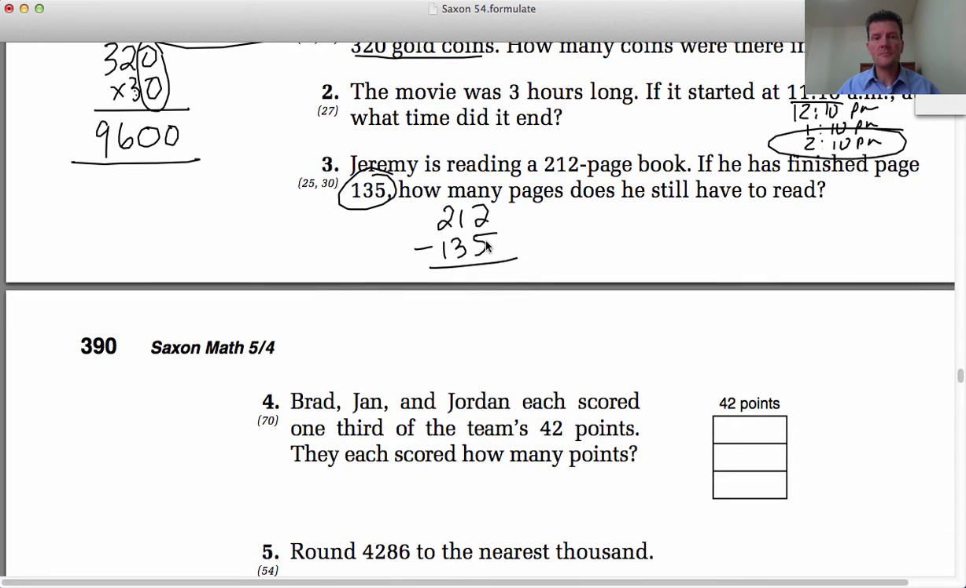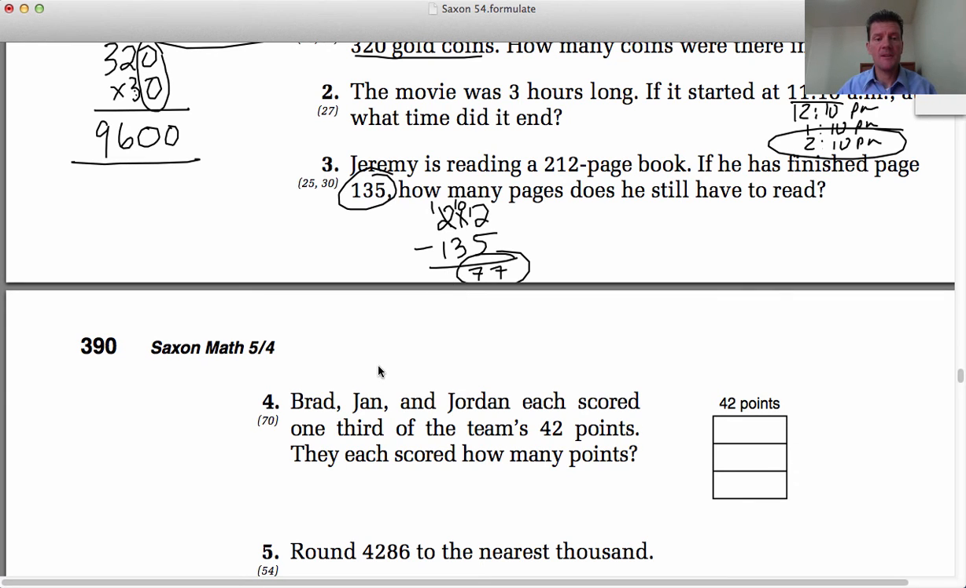Okay? So to do this, 212 minus 135, 2 minus 5 can't do that, so I'm going to borrow from the 1. Make that a 0. That becomes 12. 12 minus 5 is 7. Then this is 0 minus 3. I can't do that, so I'm going to borrow from the 2. Make that a 1. That becomes a 10. 10 minus 3 is 7. And 1 minus 1 is 0, so it's 77. Okay? Again, you can think about what do I add to get from 135 up to 212.